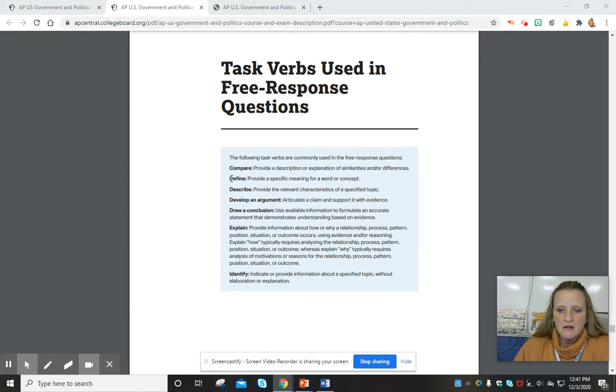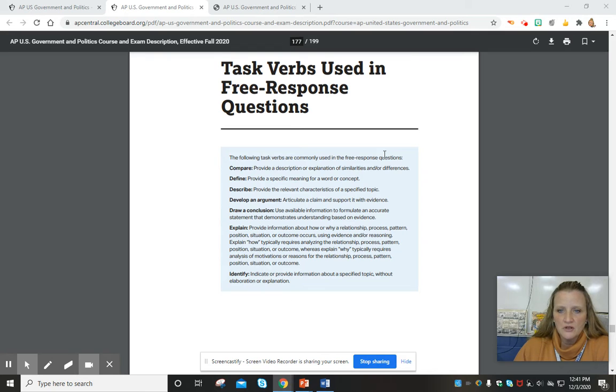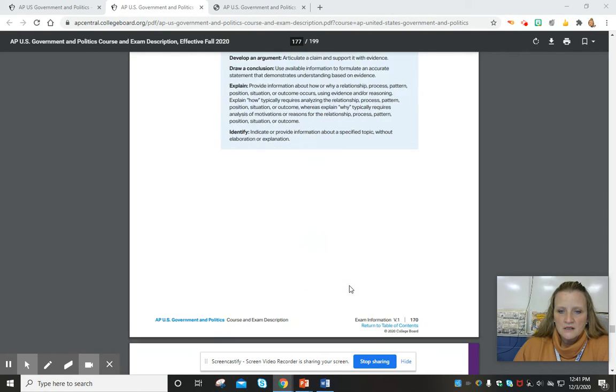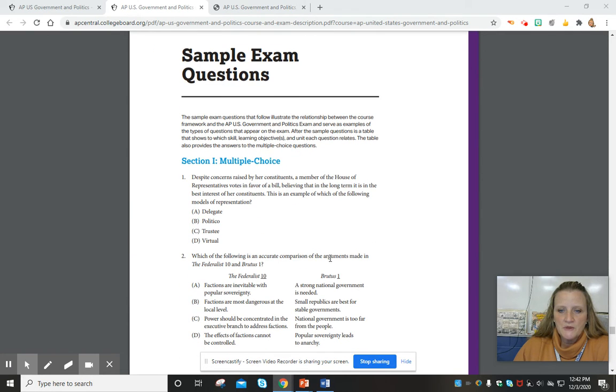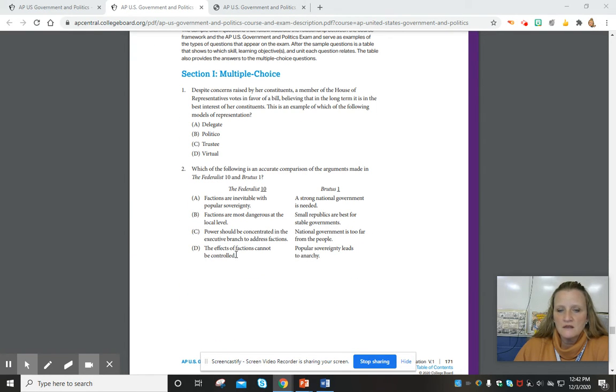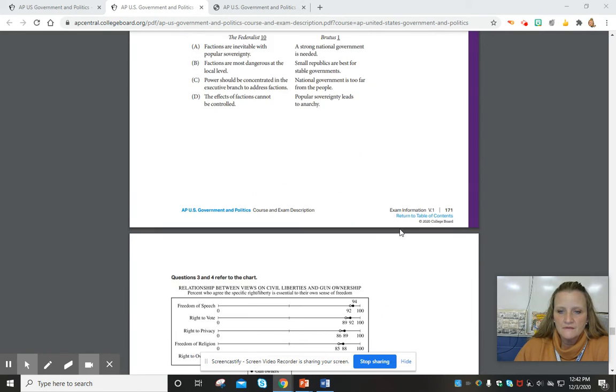Just really quick here. The following task verbs are commonly used in the free response questions. You've got compare, define, describe, develop an argument, draw a conclusion, explain, or identify, and you guys can look and see what those are. All right. Here are some sample open response questions. You've kind of seen these, like the Federalist 10, Brutus 1. Which of the following is an accurate comparison?